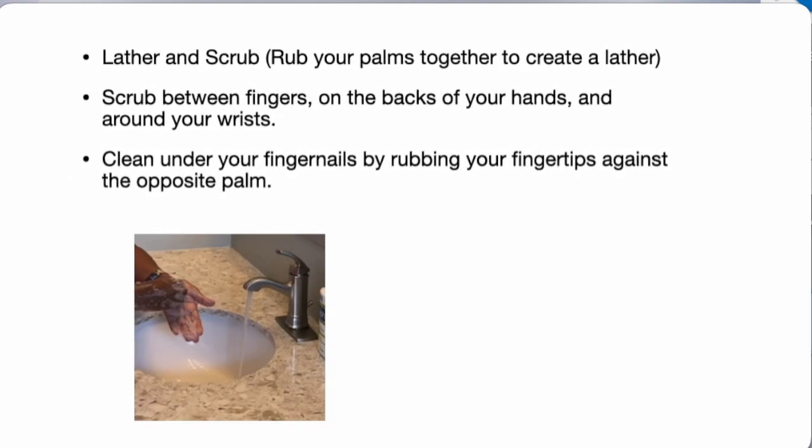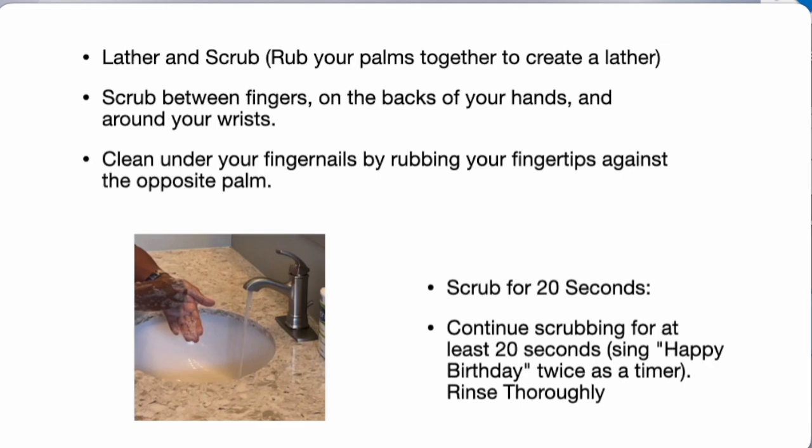Lather and scrub. Rub your palms together to create a lather. Scrub between fingers, on the backs of your hands, and around your wrists. Clean under your fingernails by rubbing your fingertips against the opposite palm. Scrub for 20 seconds. Continue scrubbing for at least 20 seconds. Sing happy birthday twice as a timer.